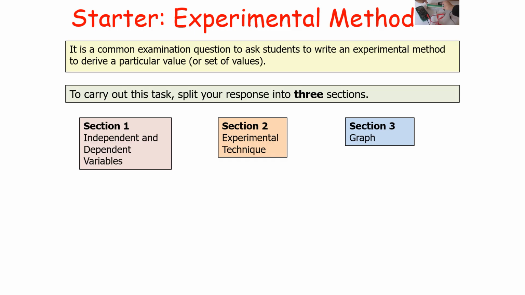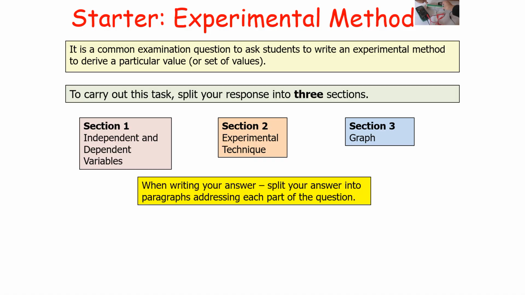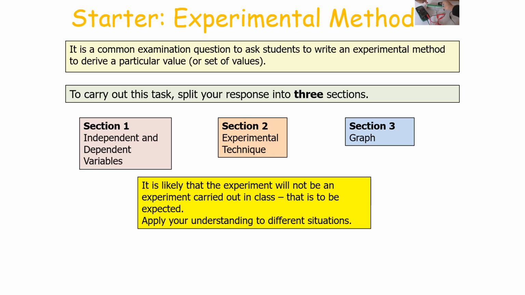So remember, if you're asked to write about an experimental method, state the independent and dependent variables, discuss the experimental technique, and highlight the graph that you would draw and what value you would gain from that graph. When you're writing your answer, split your answer into paragraphs addressing each part of the question. It's likely that the experiment will not have been one carried out in class, so that's to be expected. Don't expect to be asked to write a method for an experiment you've already done. You need to apply your understanding to different situations.